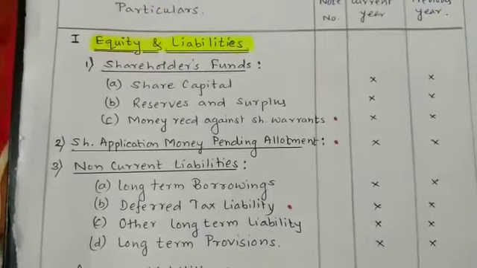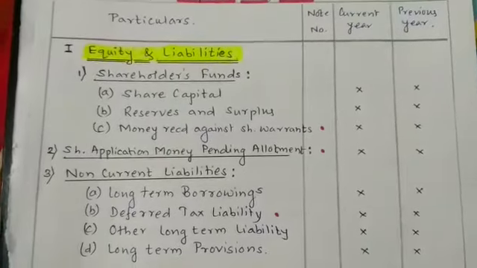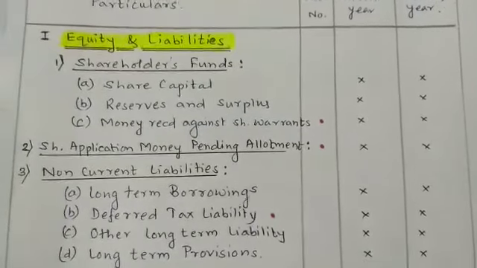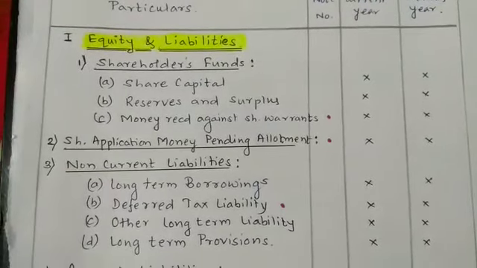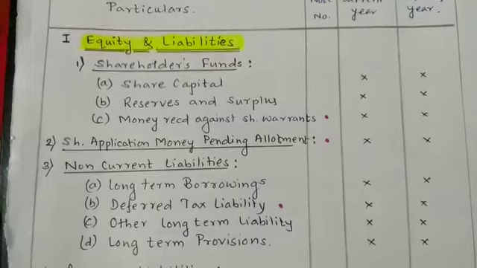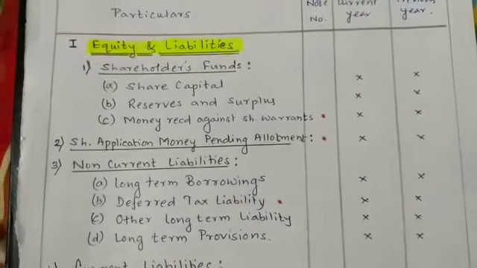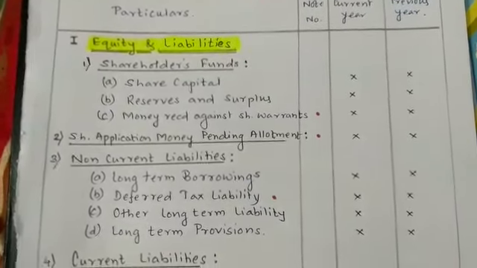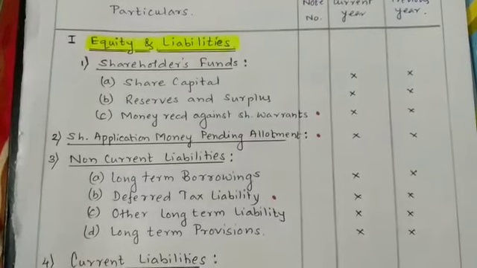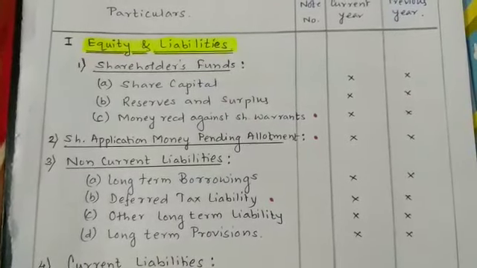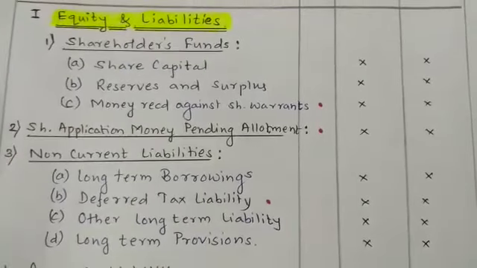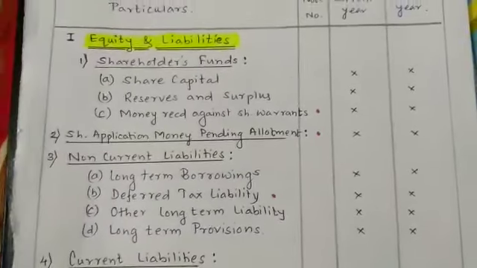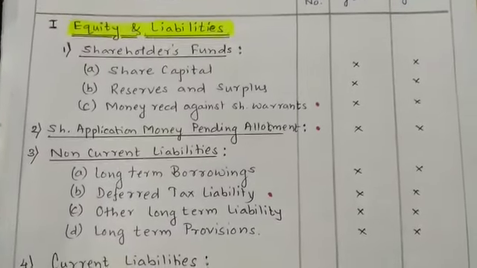The upper part, which includes equity and liabilities, is similar to what you have studied about liabilities. The heading is given as equity and liabilities, under which there are subheadings and sub-subheadings. The first subheading is shareholders' fund. Shareholders' fund is the capital employed in the business. It includes share capital, reserves and surplus, and third, money received against share warrants. We'll discuss all these points in detail in the latter part of this video.